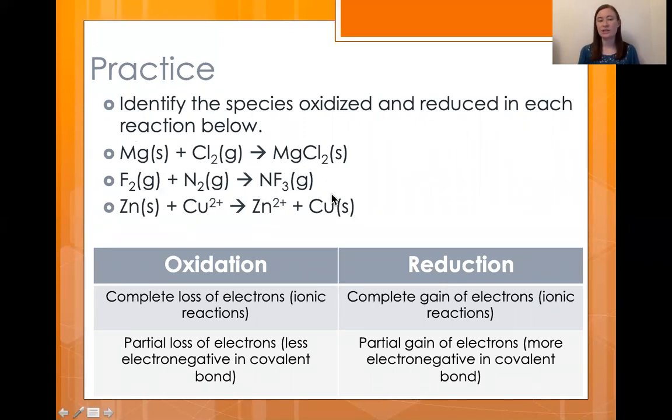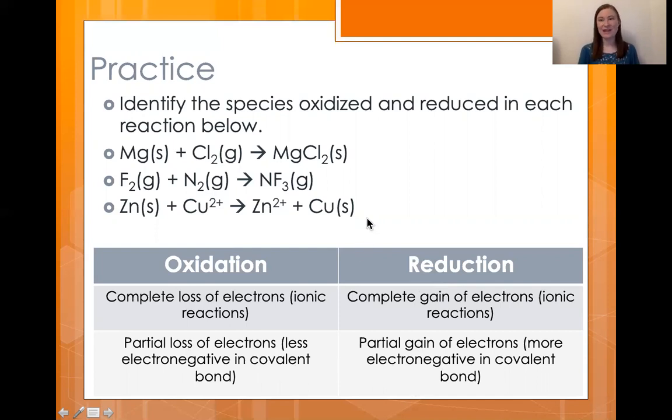In the second reaction, this is a reaction in which we have covalent bonds forming. So we're breaking some nonpolar covalent bonds between fluorine and fluorine and between nitrogen and nitrogen. We're bonding together nitrogen and fluorine. We know that fluorine is more electronegative than nitrogen. It's the most electronegative element there is. That means when fluorine bonds to nitrogen, it's going to pull the electrons closer to itself. And so it's going to partially gain those electrons. That means the fluorine is being reduced. The nitrogen is partially losing its electrons, so it's being oxidized.